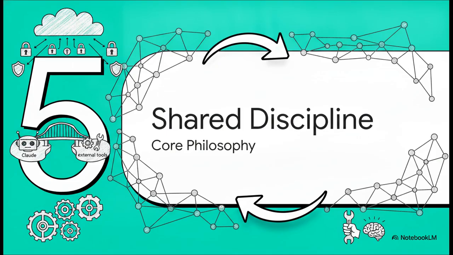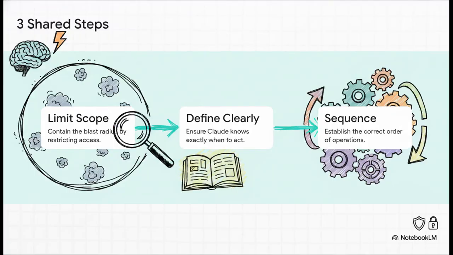Let's summarize everything we've learned into a core philosophy for your own projects, the shared discipline. The absolute biggest takeaway from this explainer is that a powerful MCP integration needs all three of these strategies working perfectly together. They aren't optional add-ons, they are a shared discipline. Step 1, limit the scope to contain the blast radius. Step 2, define the tool clearly so Claude knows exactly when to act. And Step 3, establish sequencing so it knows the correct order of operations. These steps perfectly complement each other.